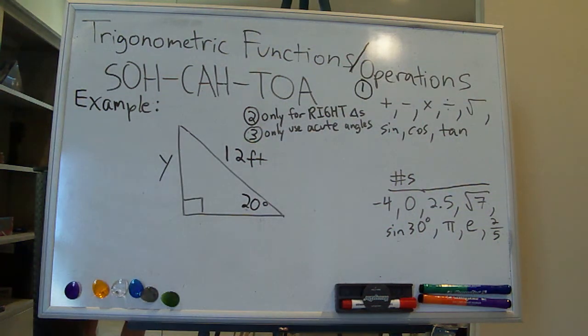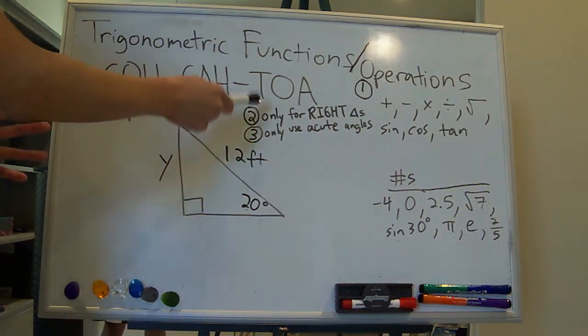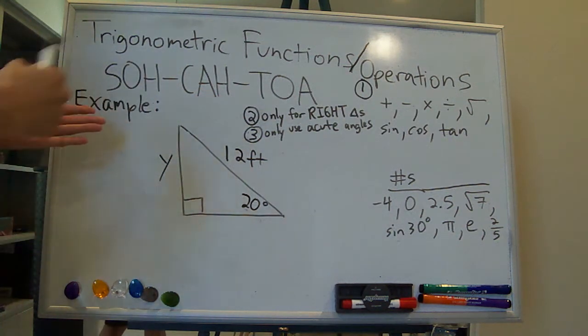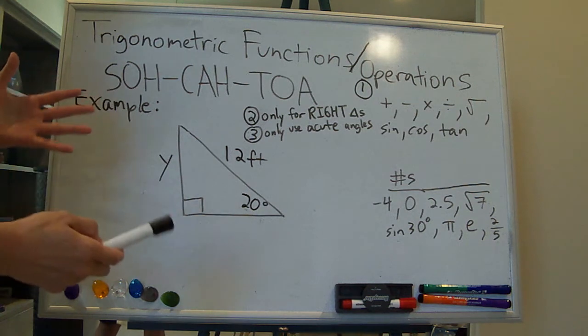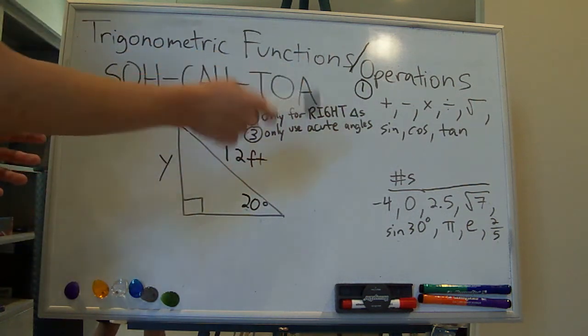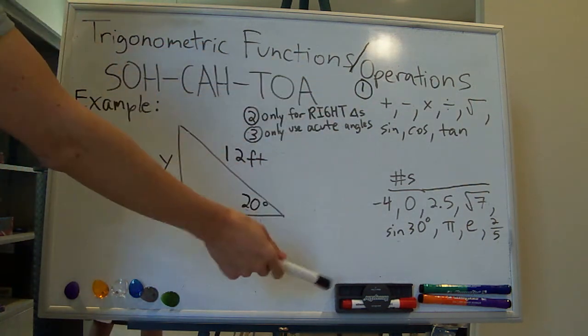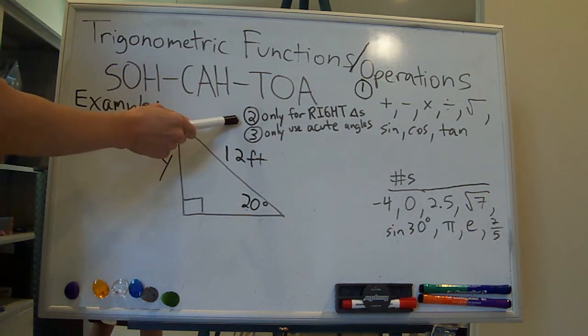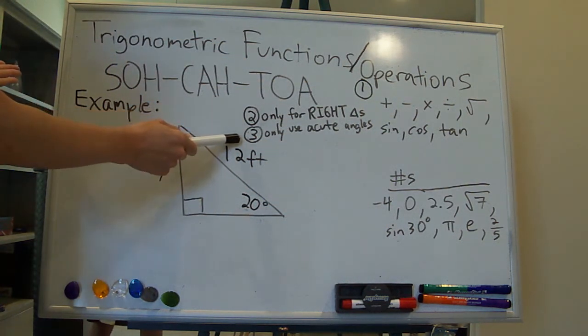Now I'm going to do examples with sine, cosine, and tangent. If you want an explanation of what sine, cosine, and tangent are, watch my previous video. But to recap, number one, sine, cosine, and tangent are operations. They're not numbers. These are operations. These are numbers. Number two, you can only use them for right triangles. Number three, you can only use them with acute angles, right? Not with right angles or obtuse angles.